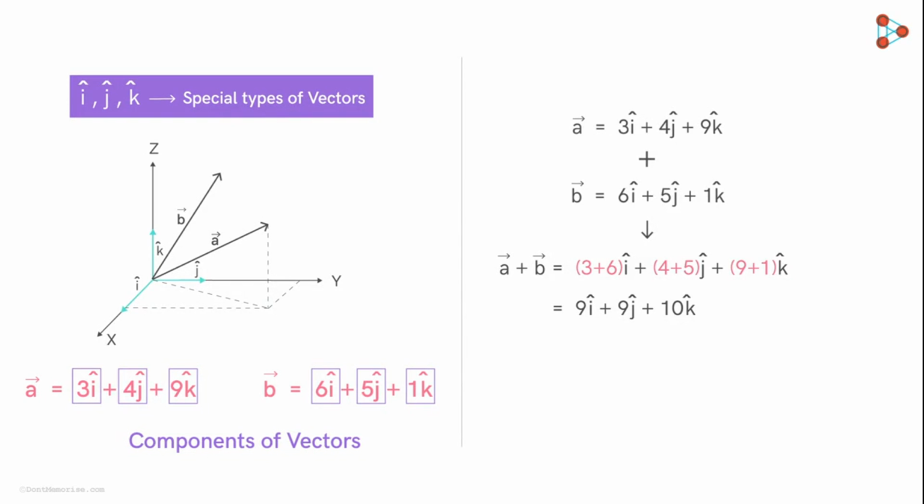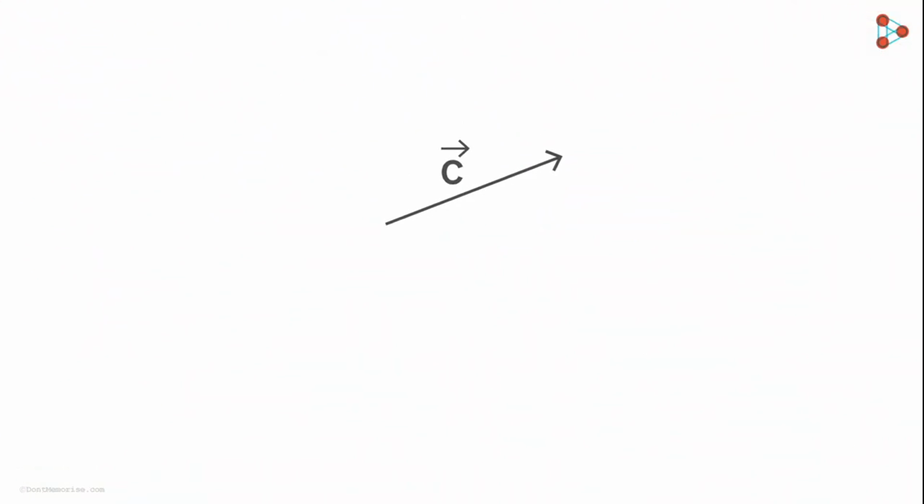For this, we'll start by understanding what these special vectors are. These are called unit vectors. Consider a vector C represented by this arrow. Now let me ask you a question. What if we multiply this vector by this number 1 over magnitude of vector C? Can you tell me what would be the magnitude and direction of this vector?